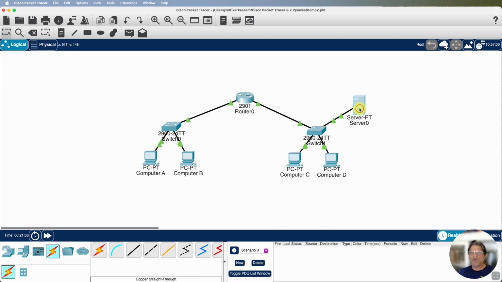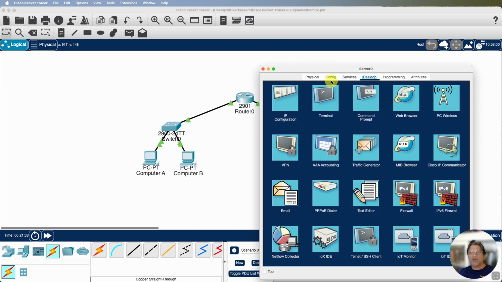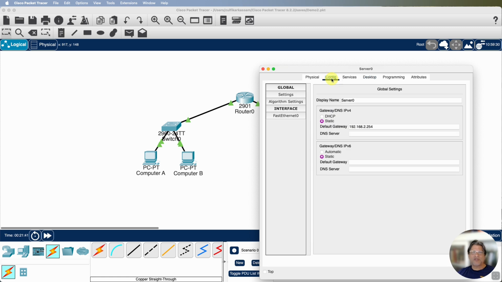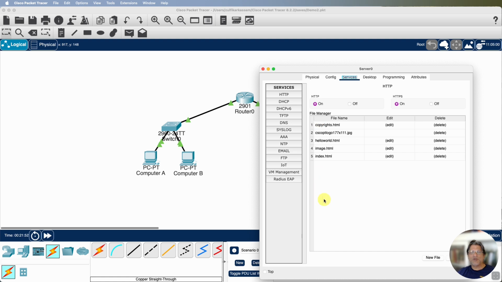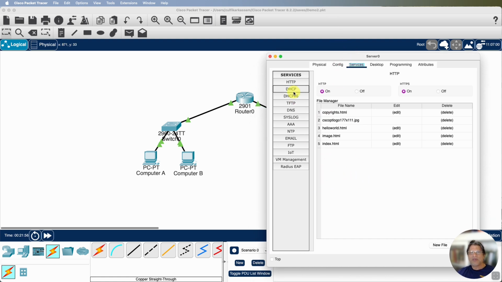We had introduced the web server. Now, if we look at the web server that we would like it to be a web server, let's look at the configuration and the settings in here. So we have configured the default gateway, so everything looks good here. But now let's look at the services we can configure on this machine. There's HTTP, which is web services. There's DHCP. We'll look at DHCP in the future. And we can configure other entries in here, which is DNS and so on and so forth. So there's quite a few services we can configure.